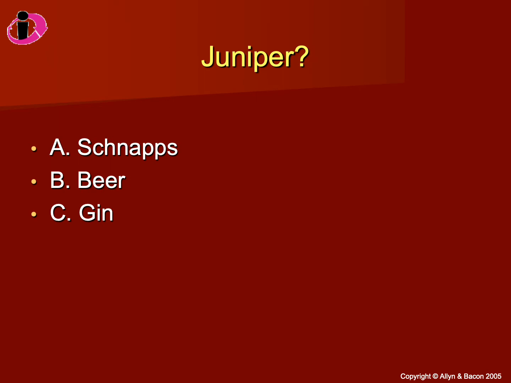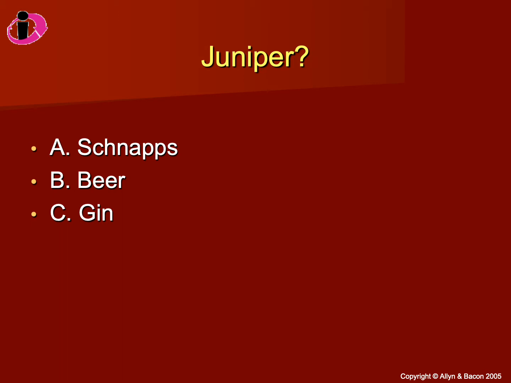Ooh, and here's a throwback from our last lecture. Which of these alcoholic beverages contains juniper? Is it schnapps, beer, or gin? And you guys know it's gin. Juniper, basically the name gin comes from that word juniper, but it's in Dutch.